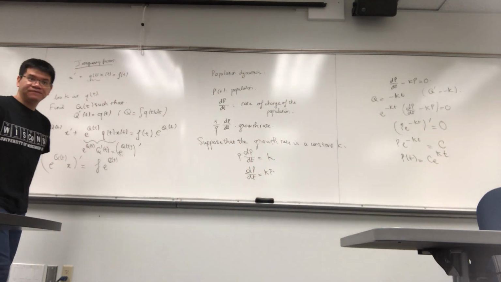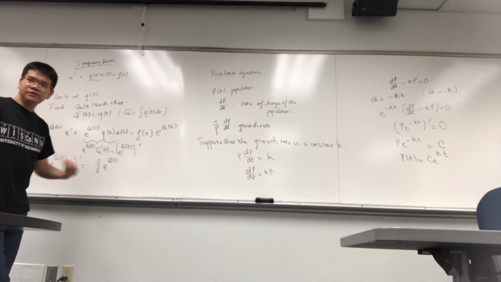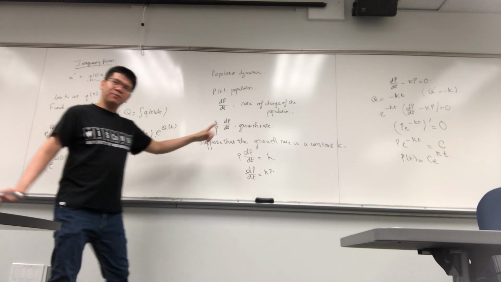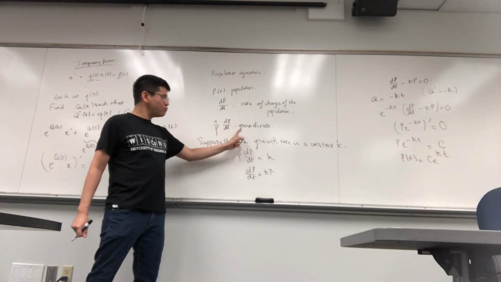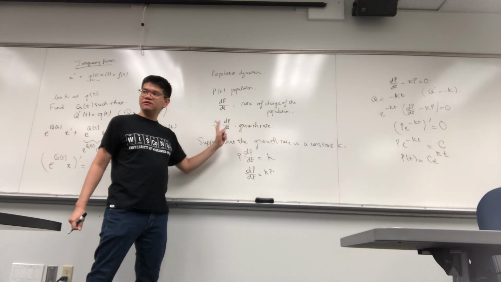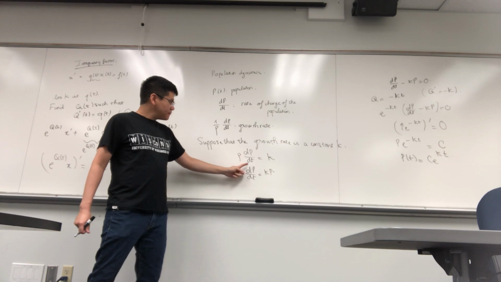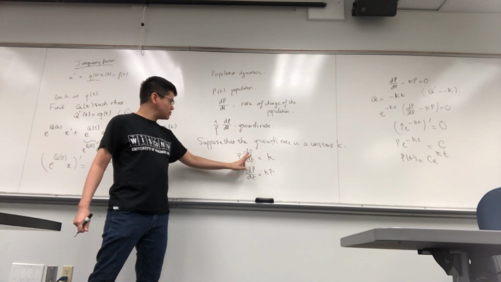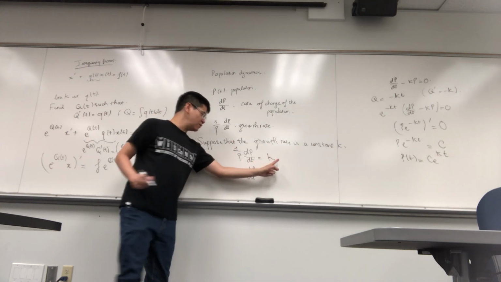Questions? It's clear? Right? So I explain again. So now I consider population. The rate of change of the population is, of course, the derivative, right? So the growth rate will be the derivative divided by the total population. Now suppose that this is a constant, so you have dp over dt, 1 over p, should be a constant.